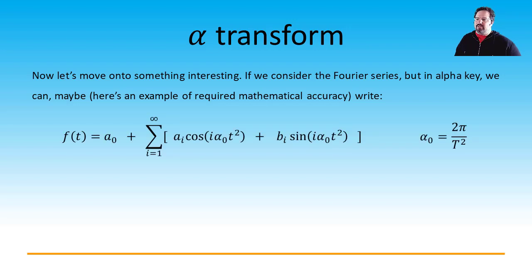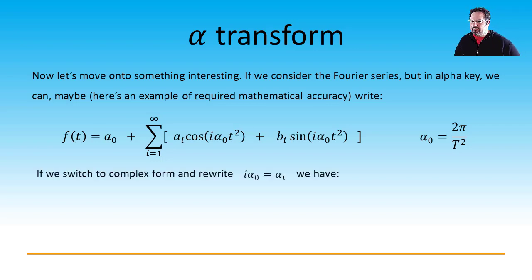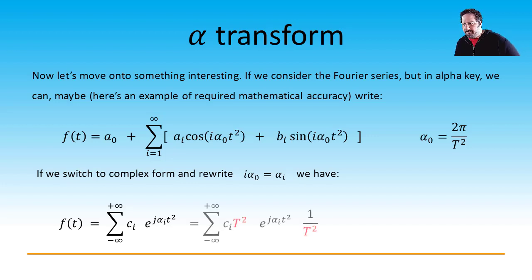F of t is equal to a0 plus the summation of the cosines and the sines written in alpha terms, where alpha 0 is the fundamental 2 pi over t squared. If we switch to complex form, we can rewrite with this notation f of t summation of ci e raised to j alpha t squared, with the usual mathematical trickery.